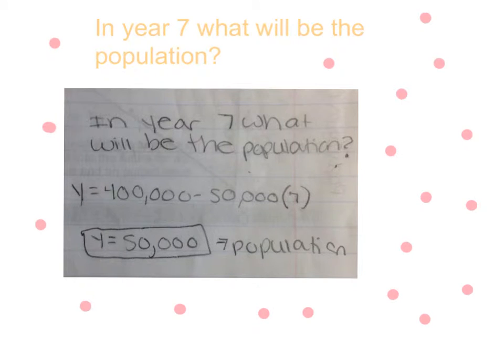So this is leading to the prediction. In year 7, what will be the population? So you need to plug in your equation. The equation is y equals 400,000 minus 50,000x. So plug in 7 for x and you'll get your answer.